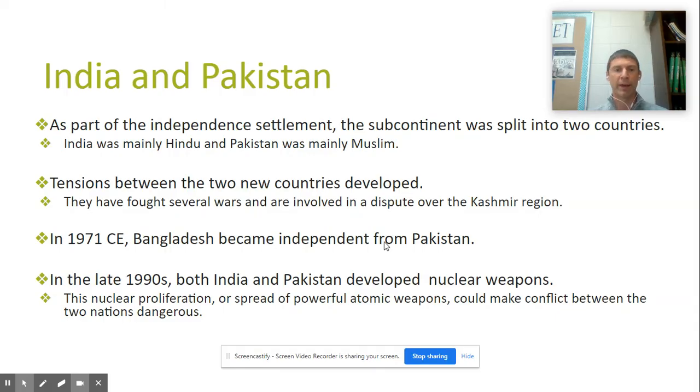You can read more about him, pretty fascinating guy. And so that's what I was talking about here. Bangladesh becomes independent from Pakistan as well. So there's still that religious tension between India and Pakistan today. Our book talks about nuclear proliferation, which is the development of nuclear weapons and an arms race type of thing. And I think it's maybe gotten a little bit more under control recently, but it comes back to that religious tension that existed between these areas.